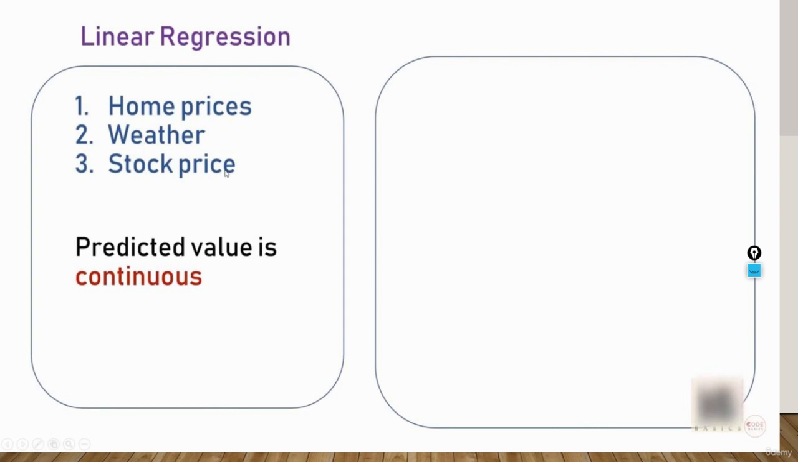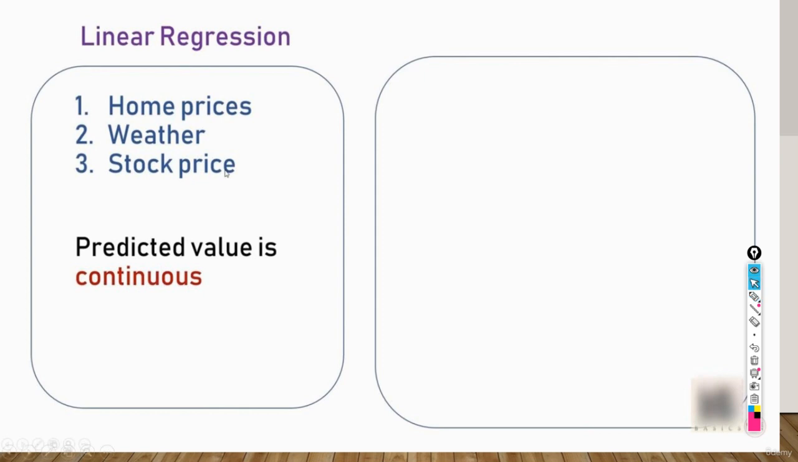That was linear regression. Whenever the predicted value was continuous, what I mean by continuous is that your data is on some standard scale. Home prices will be in dollars, some monetary value. Weather will be in temperature or humidity, some level or degree. Similarly, stock price would also be some monetary value. So whenever the value you are going to predict is continuous, on some scale, then you use linear regression.